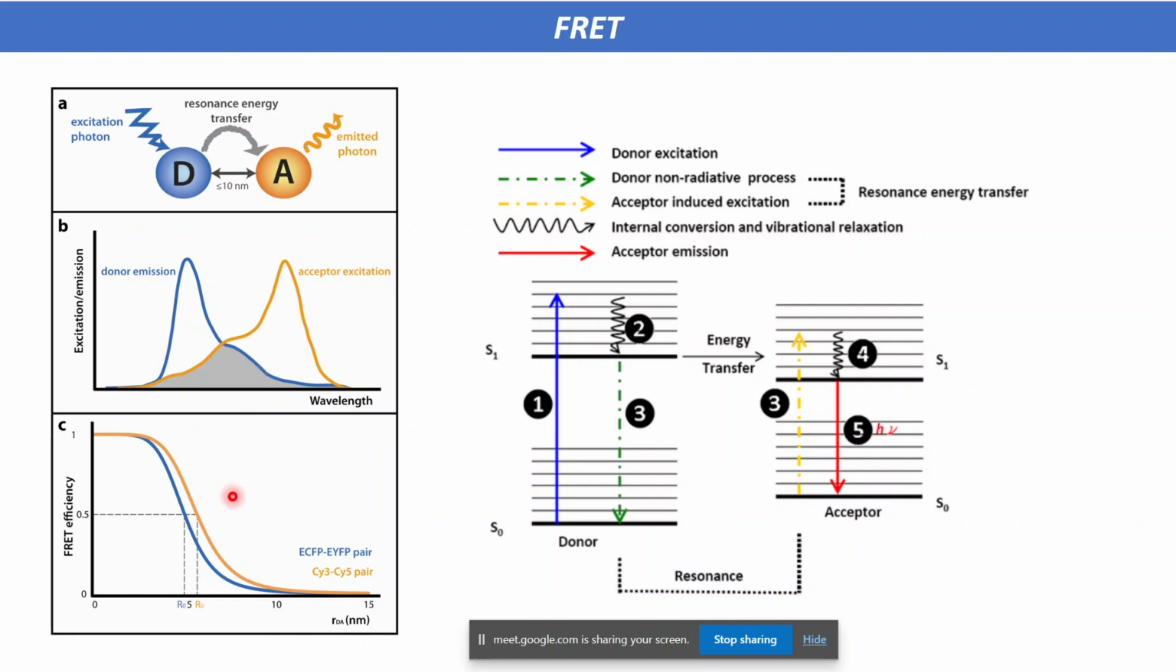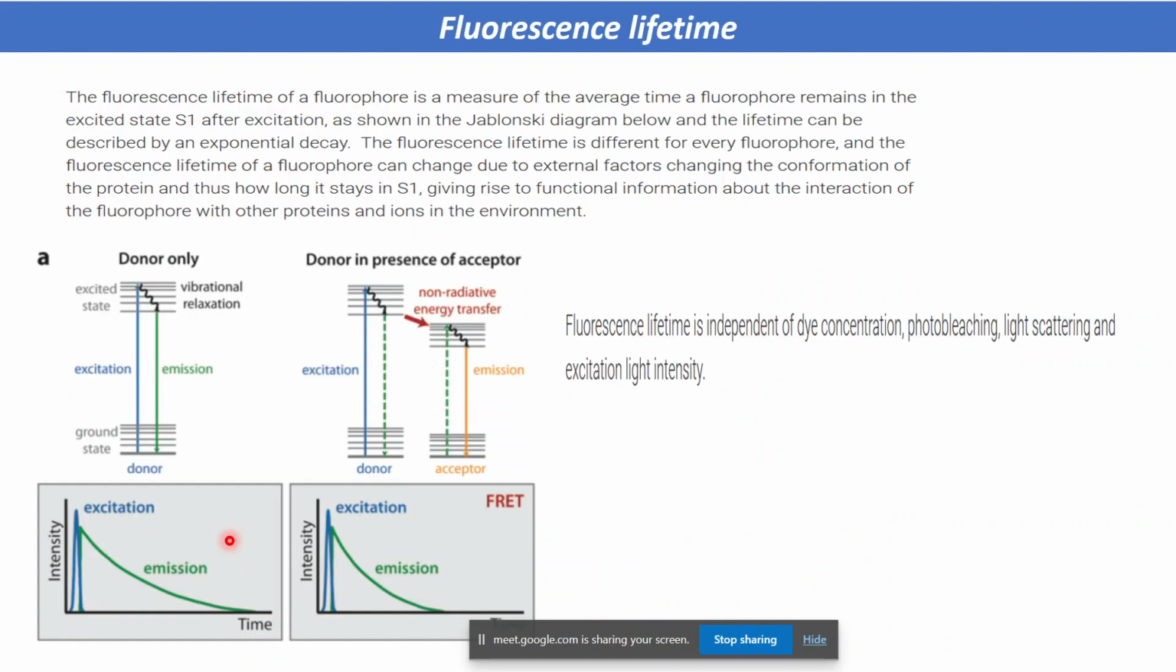Also the energy transfer efficiency is inversely proportional to the sixth power of the distance between the donor and the acceptor. Then we discussed lifetime. What is lifetime? Lifetime is the average time a molecule or a fluorophore remains in the excited state after the excitation before coming back to the ground state. Make sure you remember that fluorescence lifetime is independent of the concentration and depends on external factors such as pH or if you are changing the conformation of the protein.